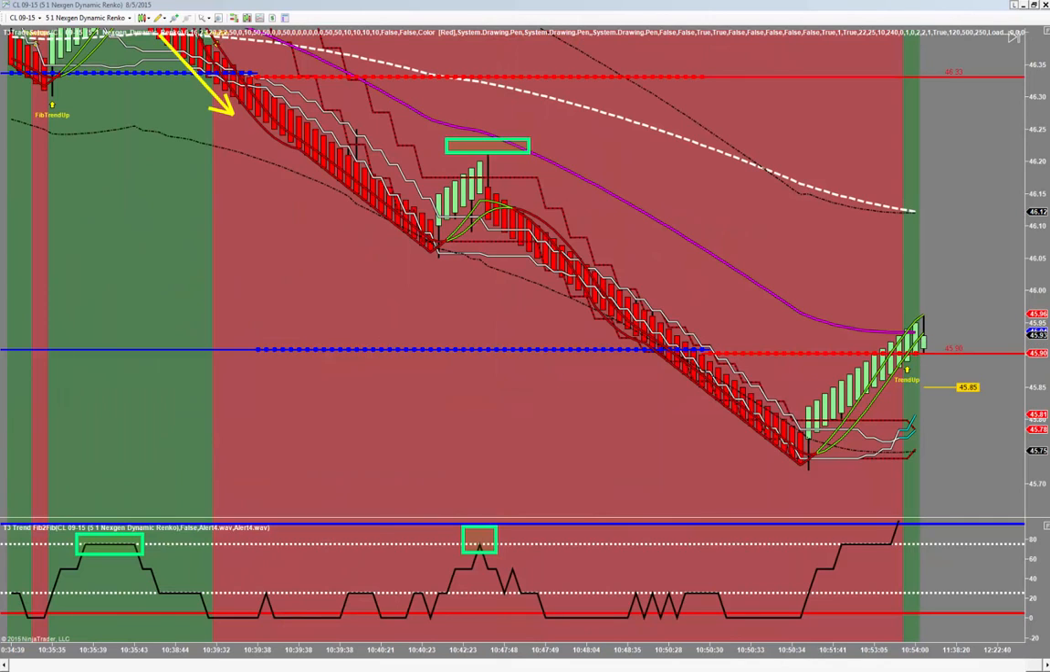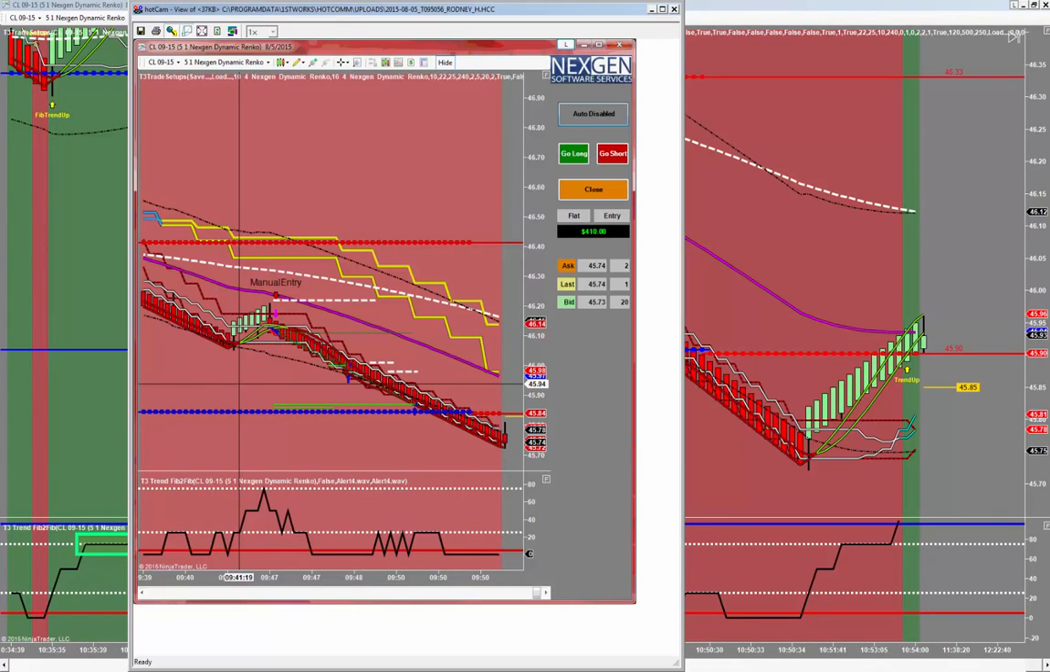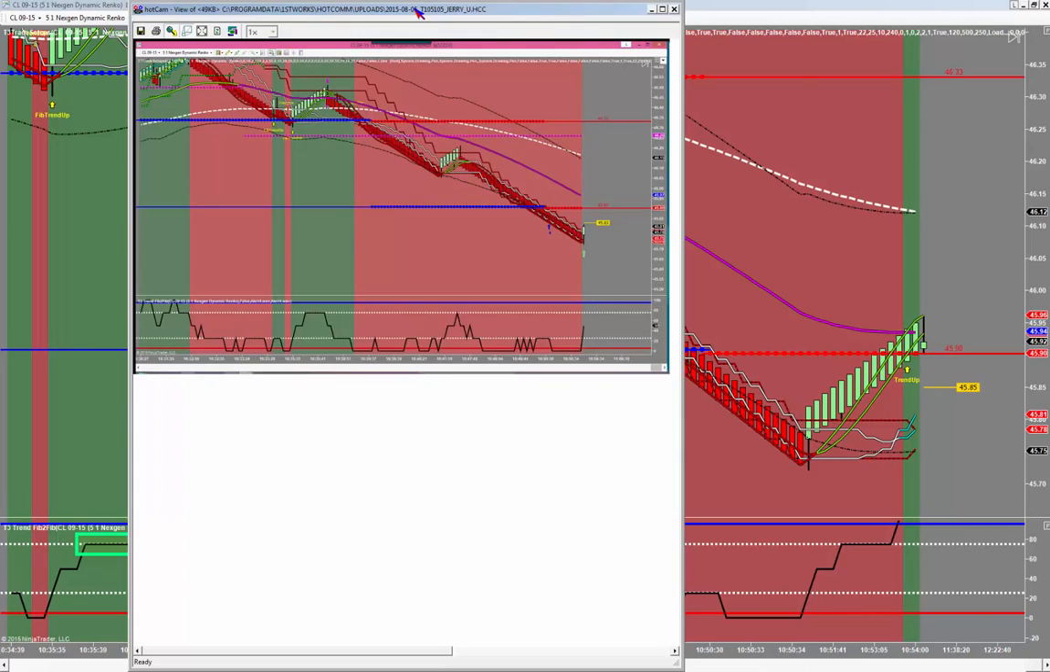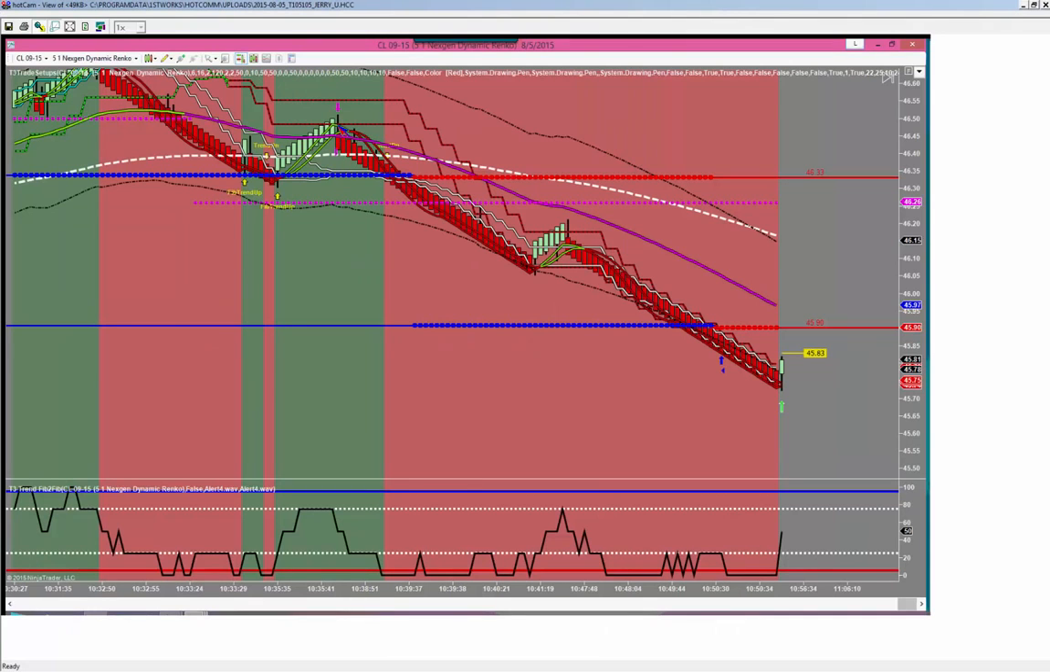Rodney H., you also got short, took some along the way and out towards support. So nice job, Rodney. And Jerry, let me see what you did. You went short off of that first short that we talked about from the mid band, and you took approximately 50 ticks on that short trade? So $500 a contract on that whole move. Nice job.